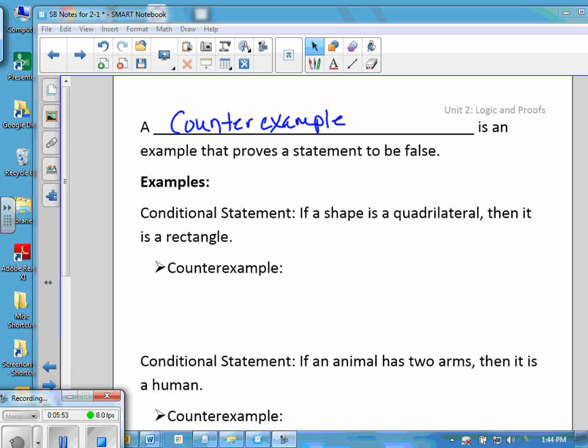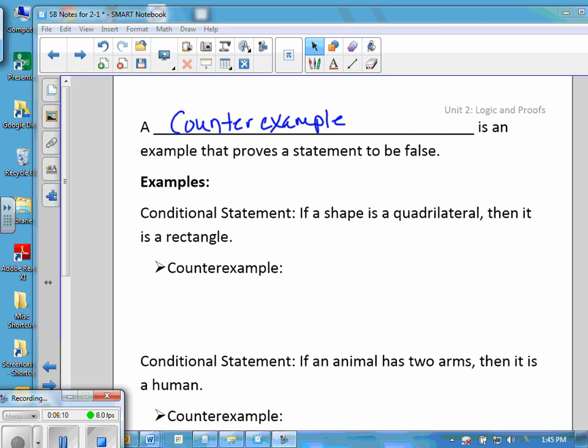A counterexample is an example that proves a statement to be false. Use the parts of the word to help you remember what that means. Counter means opposite, so we're talking about an opposite example. It proves that it's not true. Now let's practice finding some counterexamples.